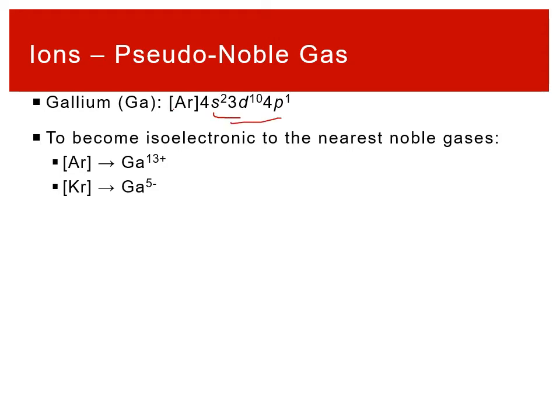In order for it to become isoelectronic with the nearest noble gas, it has two possibilities. Either it loses all 13 of its valence electrons and looks like argon, which is pretty unlikely, or it fills up this shell. I'm sitting on one p-type electron, and it could gain 5 more to get full. Both of those are really big changes. That is too many electrons to either lose or gain. That is just not possible.